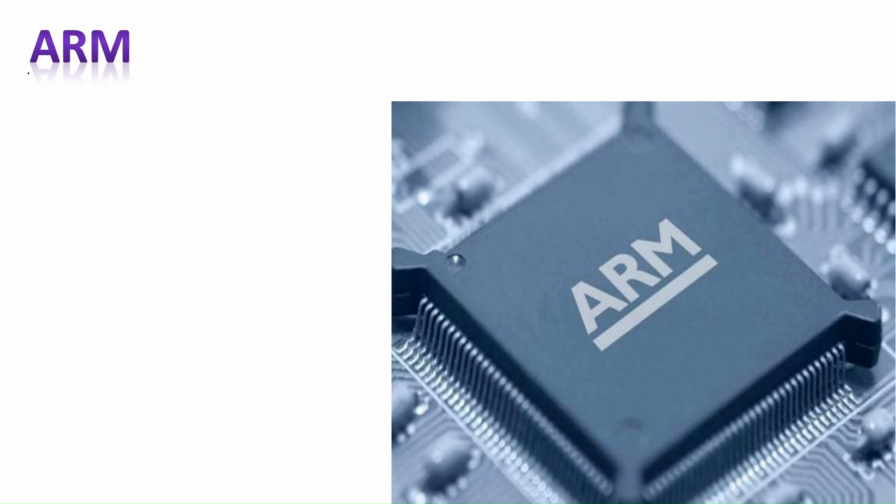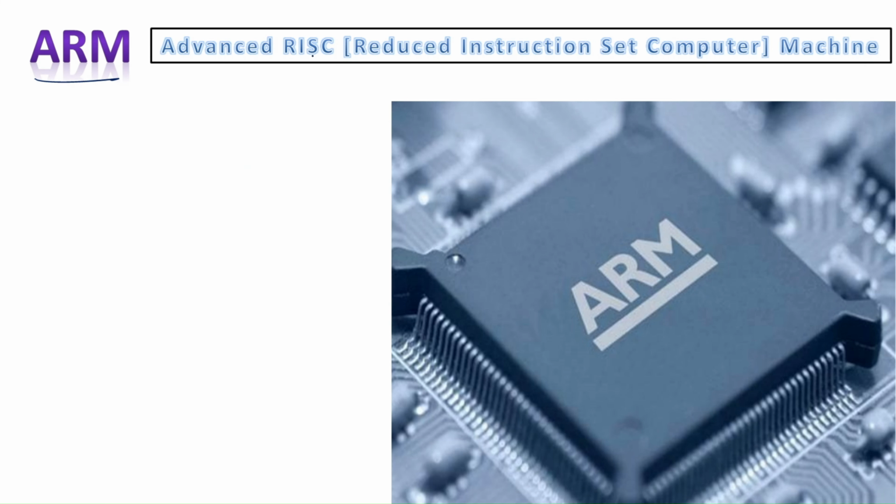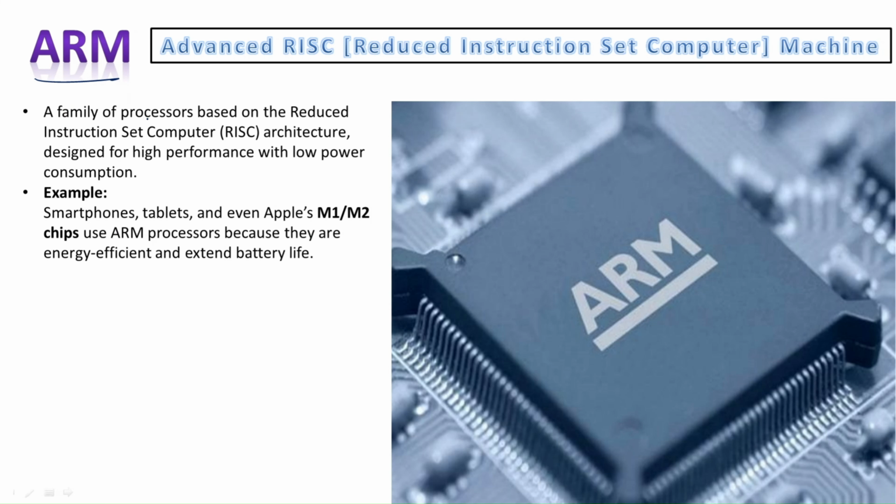Next is ARM, that is Advanced RISC Machine, and RISC is Reduced Instruction Set Computer. So it is a family of processors based on the reduced instruction set computer or RISC architecture, designed for high performance with low power consumption. For example, smartphones, tablets, and even Apple's M1 and M2 chips use ARM processors because they are energy efficient and extend battery life.